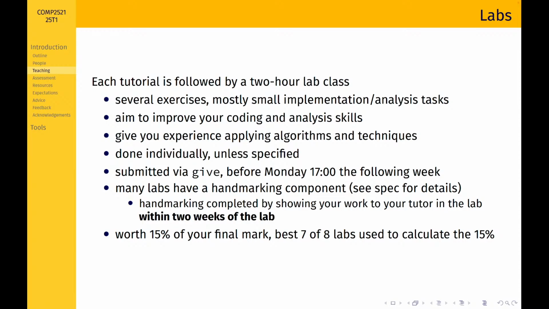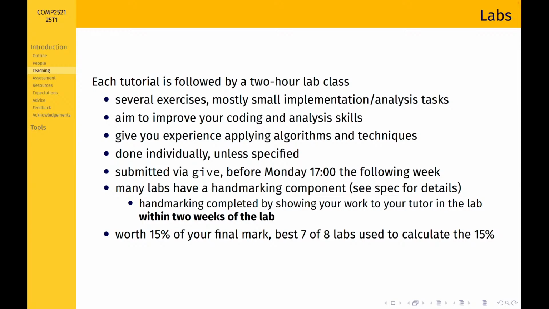Okay, so for labs, well, the labs are after the tutorials. In labs, you'll be working on some lab exercises, which are mostly small scale problems and analysis tasks. With lab exercises, you should do them individually. Please don't copy from someone else or use AI. There's more on that in a bit, but please try to do them by yourself.